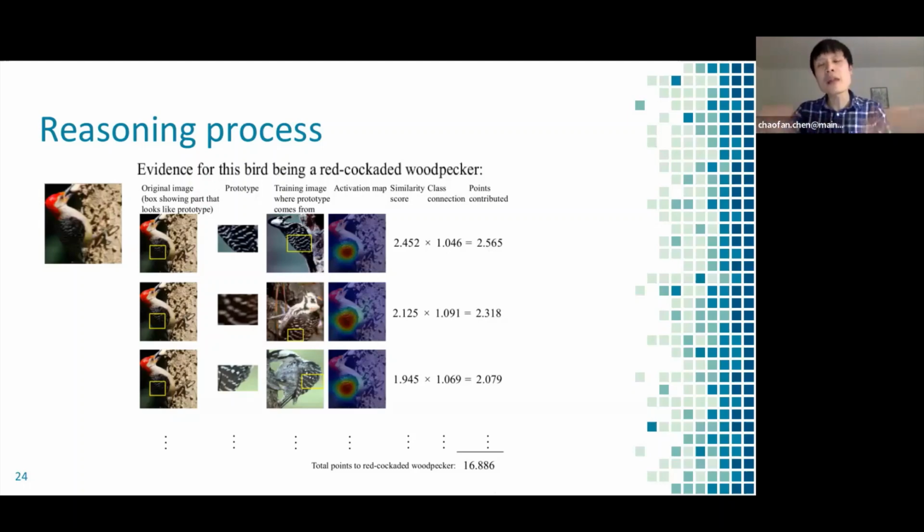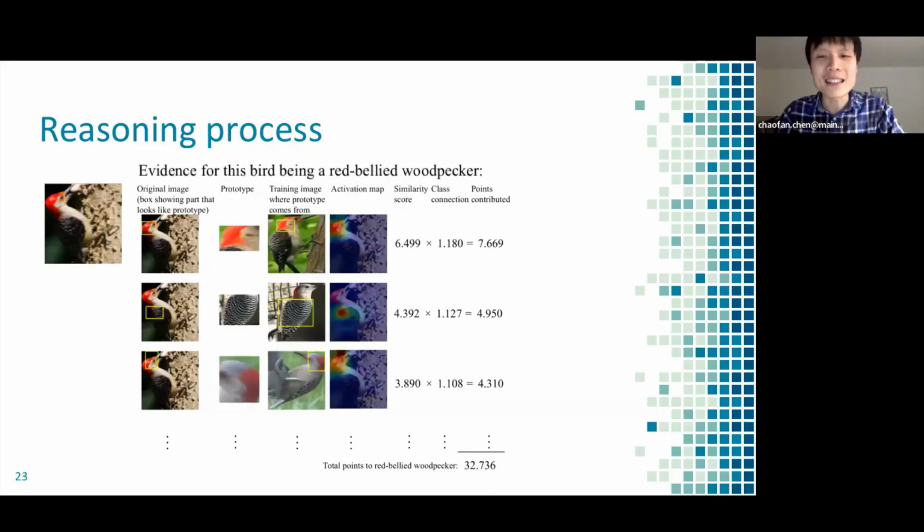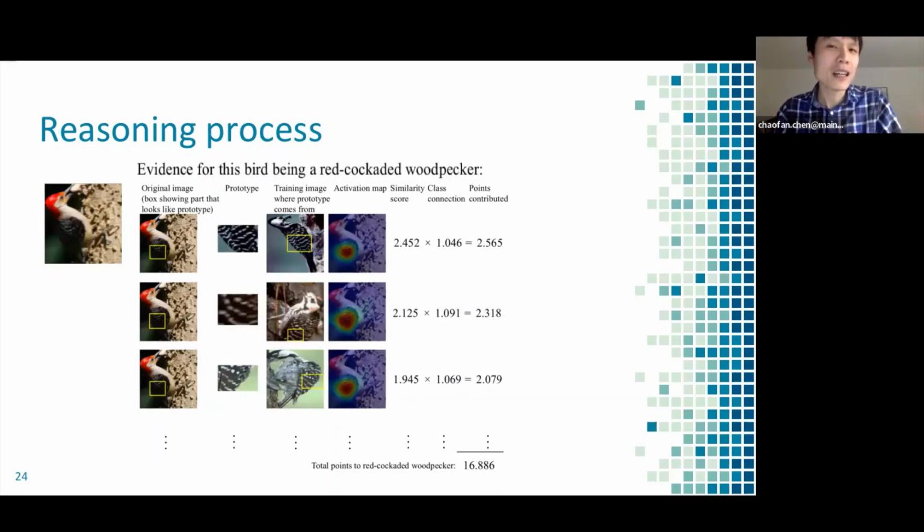So you can do that for every single one of the 200 classes, evaluating 200 scoring sheets essentially, and then you pick the one with the highest score. In this case, the highest scored class is the red-bellied woodpecker. It has 32 points. So therefore, our network classifies this image as a red-bellied woodpecker. So this is a correct example. Our network classified this example correctly.